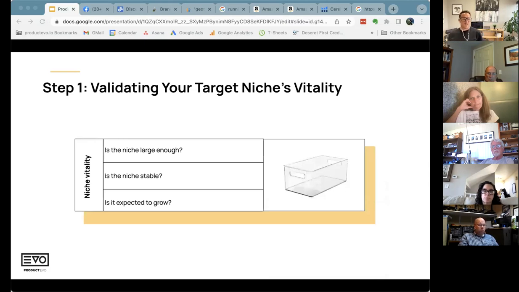So the first thing we want to get into today with market research is validating your target niche's vitality. We want to know, is the niche large enough? Is the niche stable? And is it expected to grow?